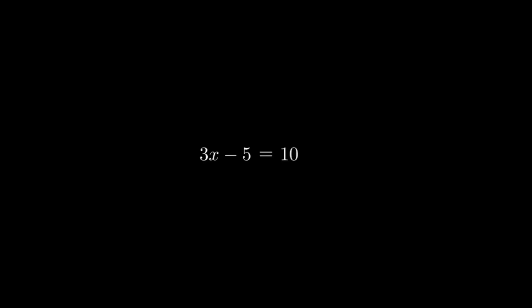If you've been paying attention in your Algebra 1 class before, you've probably seen this type of equation before. Now, this, as you probably might know, is a linear equation. And to solve it, simply add 5 to both sides, which leaves you with 3x equals 15. Then divide by 3 on both sides, which leaves x by itself as 5. And ta-da! That's your solution.